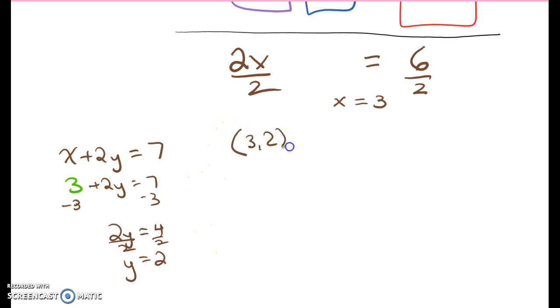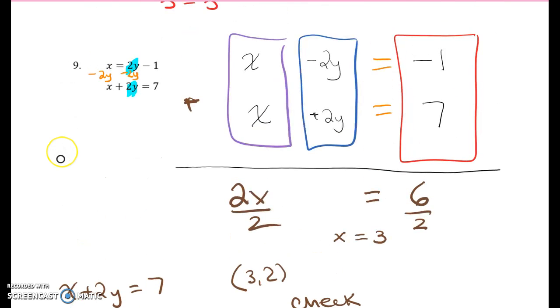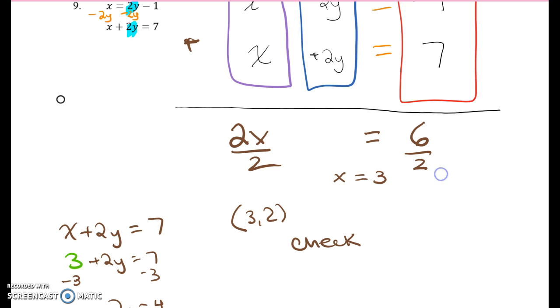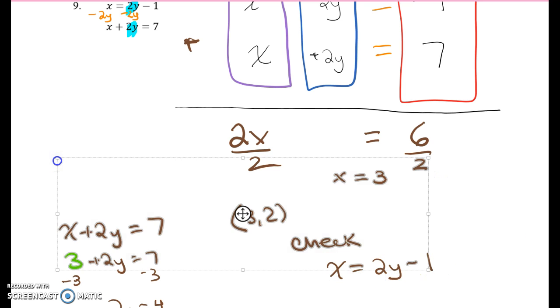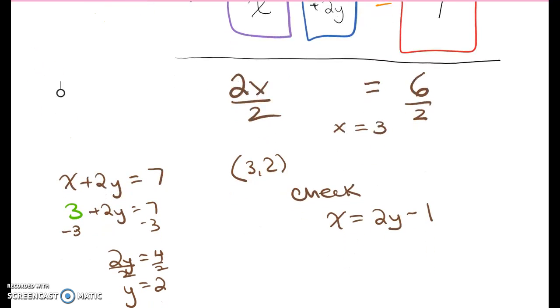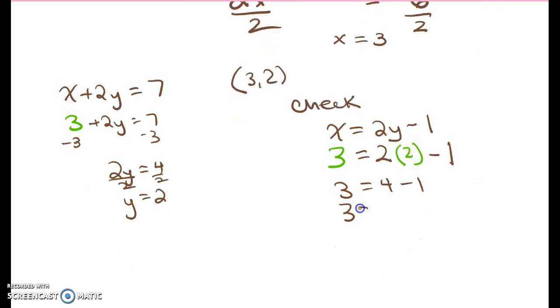And now I've got a solution, and I'm going to want to check that in that original equation that I monkeyed with, because that's the one I'm most worried about having messed up. So I'm going to write x equals 2y minus 1, because anytime I play with something, I could make a careless mistake. So 3 equals 2 times 2 minus 1. 3 equals 4 minus 1. 3 equals 3. We're so smiley.